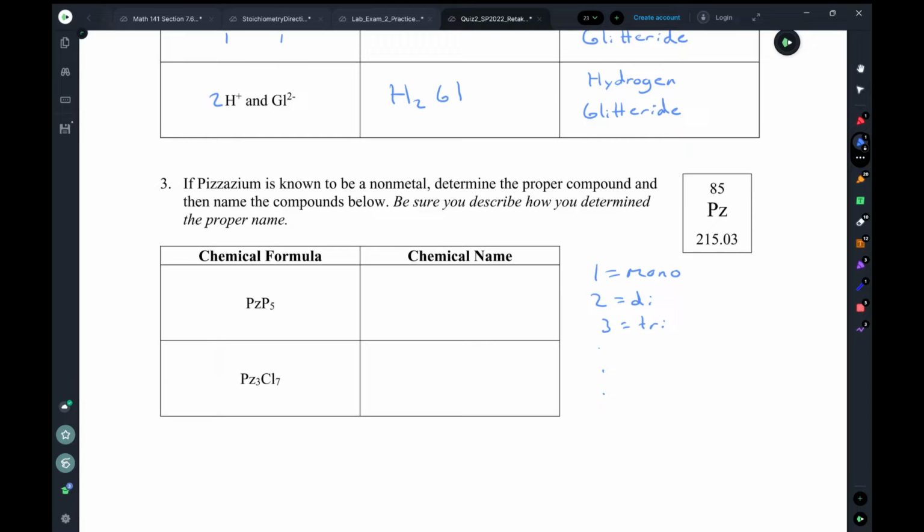So, within this chemical formula, we have 1 potassium, and we'll have 5 phosphorus. Thus, this will give us the name of potassium pentaphosphorus, as penta will mean 5.